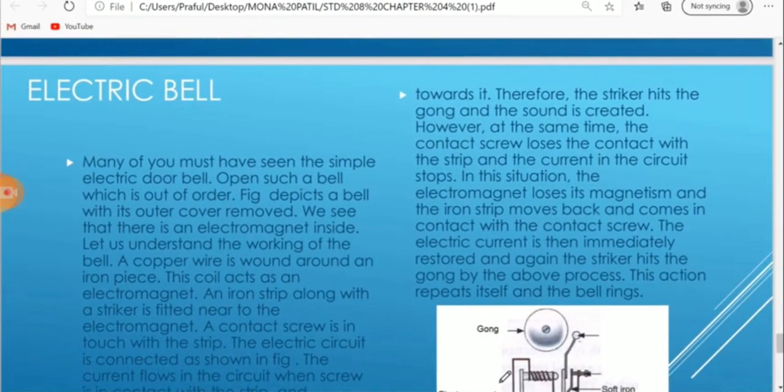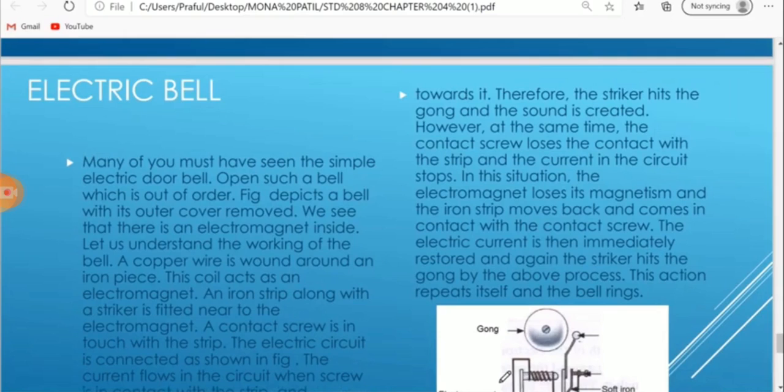Electric bell. Many of you have seen the simple electric doorbell. Open such a bell which is out of order. The figure depicts a bell with its outer cover removed. We see that there is an electromagnet inside. Let us understand the working of the bell. A copper wire is wound around an iron piece. This coil acts as an electromagnet.